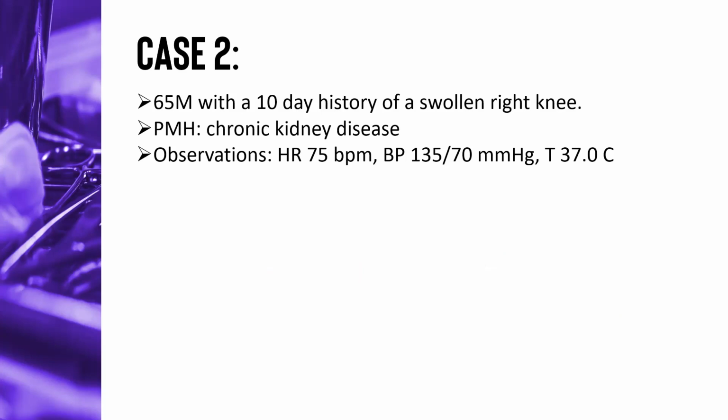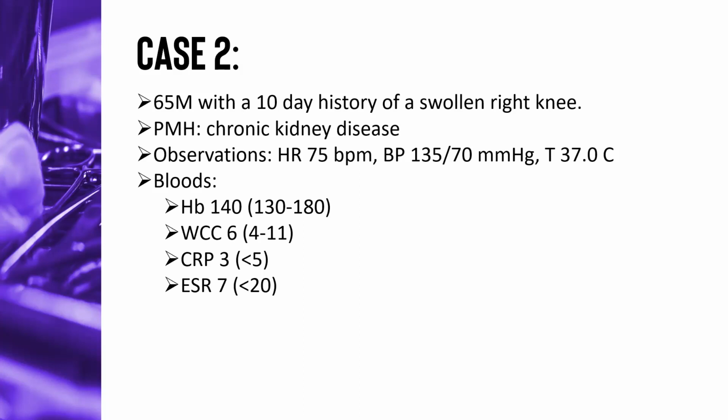They've given you observations, and these are all within normal limits. So they've got a heart rate of 75, a normal blood pressure of 135 systolic, and a temperature of 37 degrees. You've got their bloods back, and we've got their normal ranges. So you've got a normal white cell count, a normal CRP of less than 5, and a normal ESR. So we've got normal bloods and normal inflammatory markers.